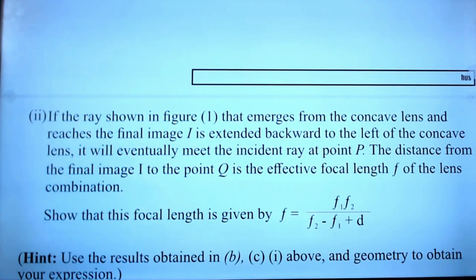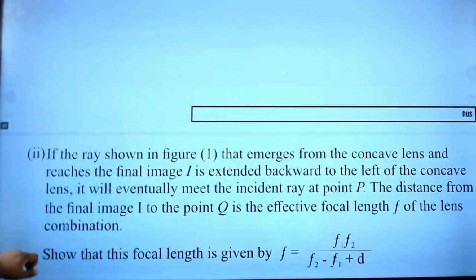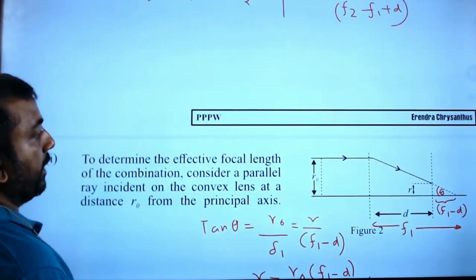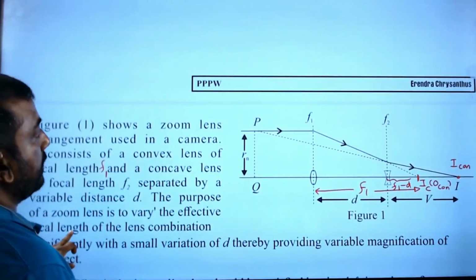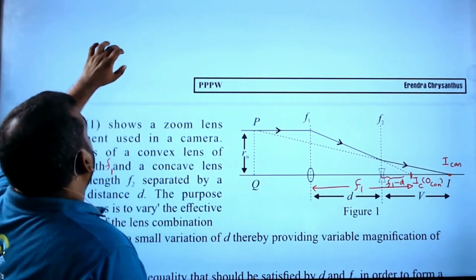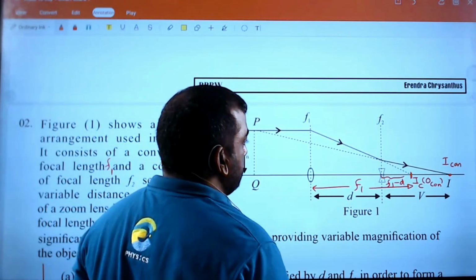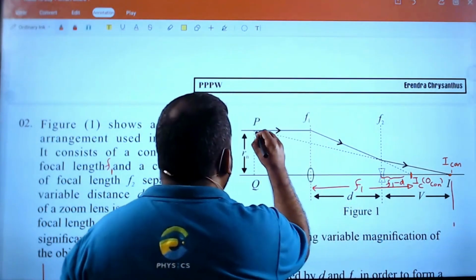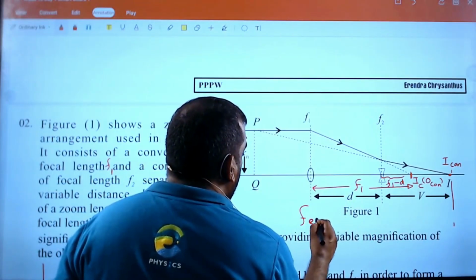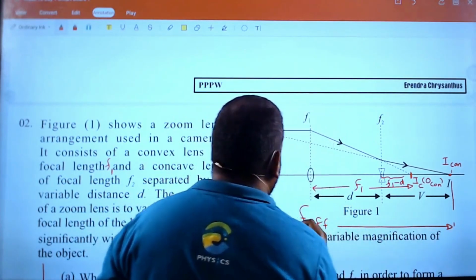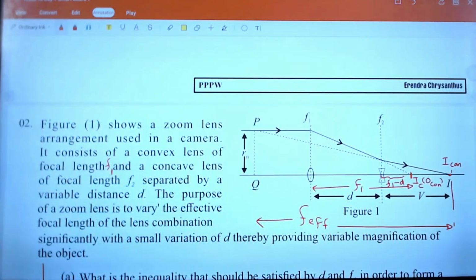If the ray shown in figure 1 that emerges from the concave lens and reaches final image I is extended backwards to the left, it will eventually meet the incident ray at point P. The distance of the image I to point Q is the effective focal length of the combination. Right. So if I extend this backwards, this is called the effective focal length. From here to here, this is called effective focal length.